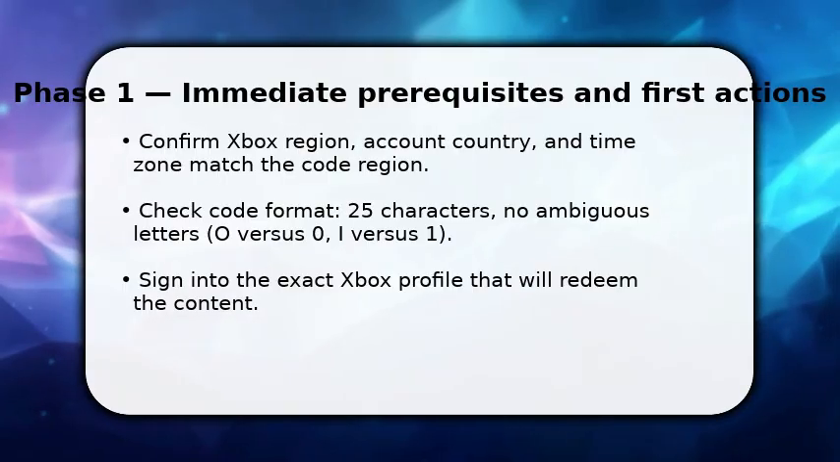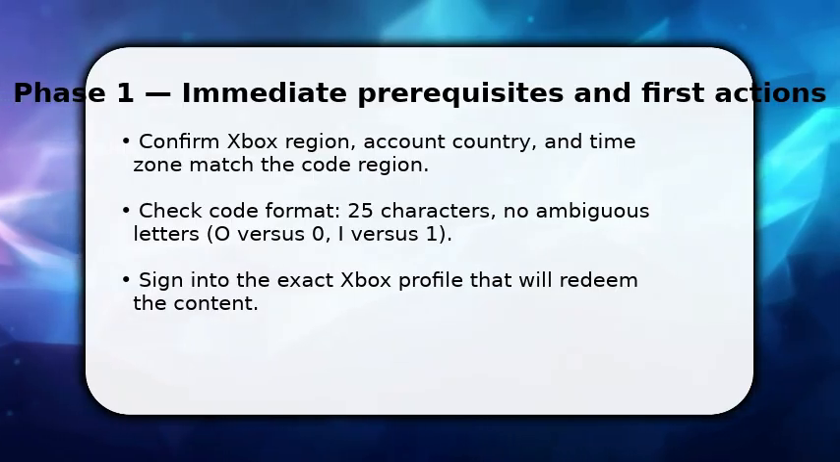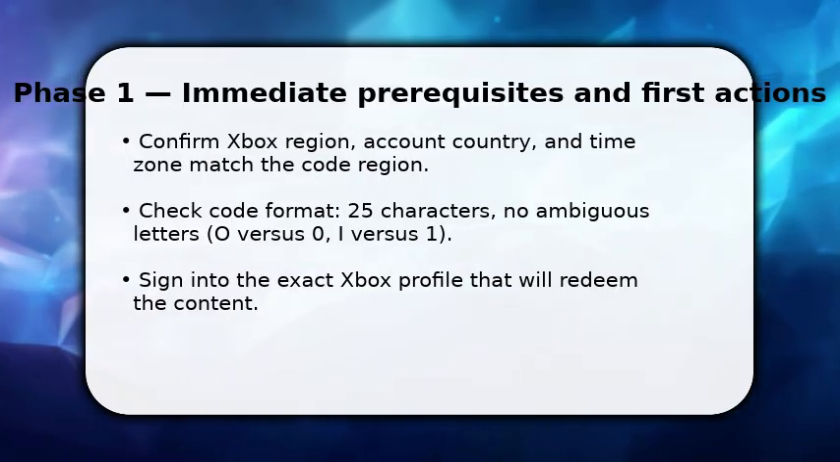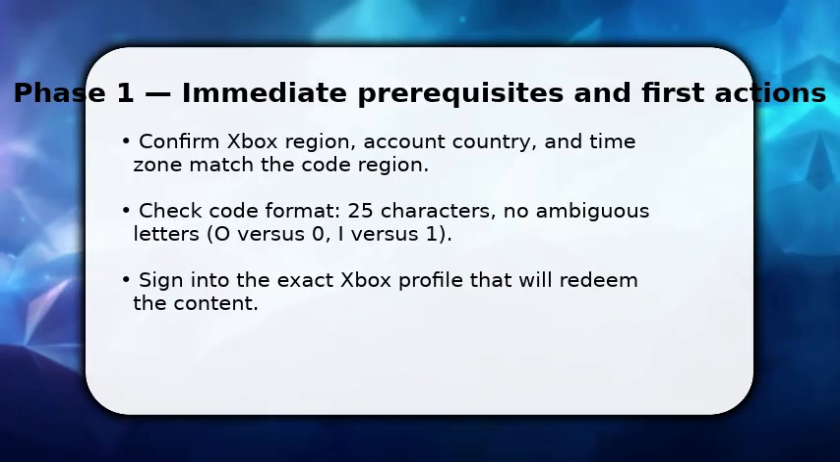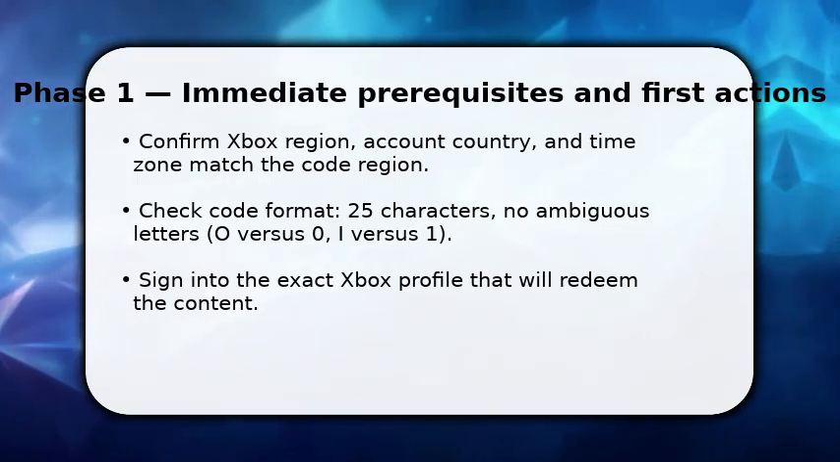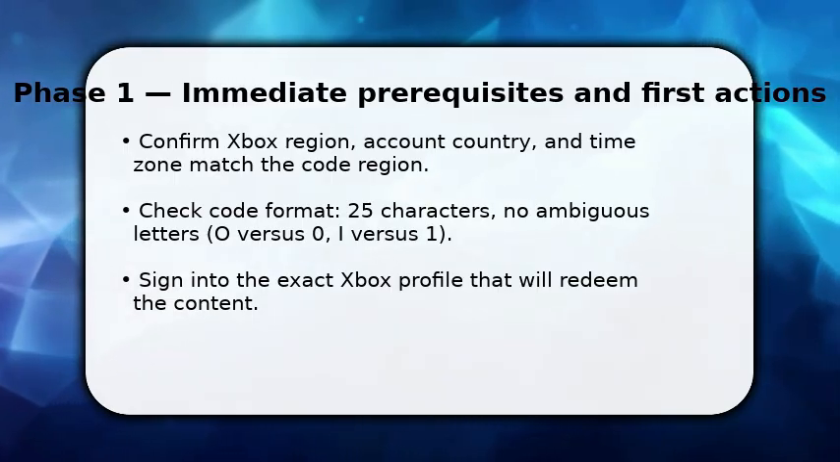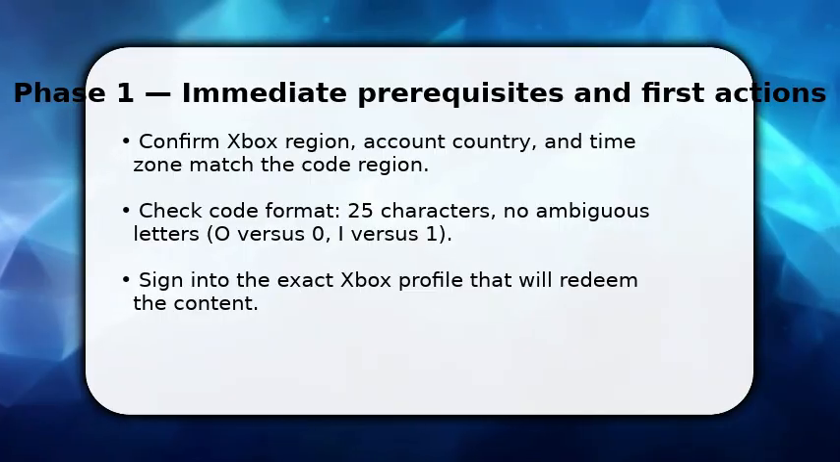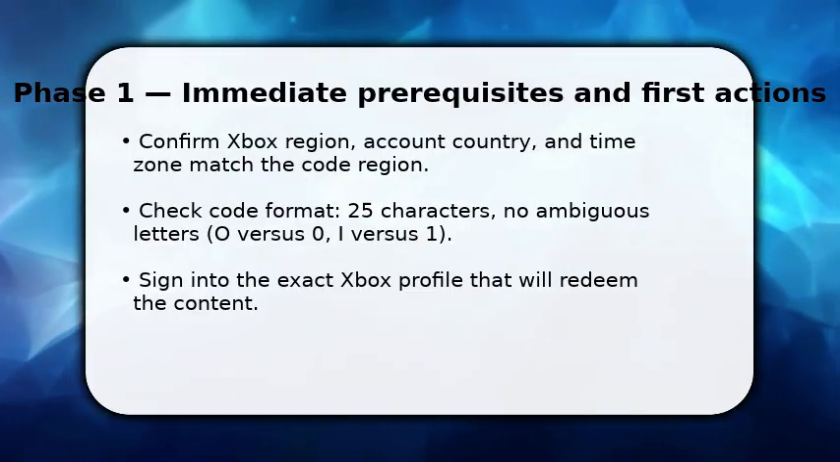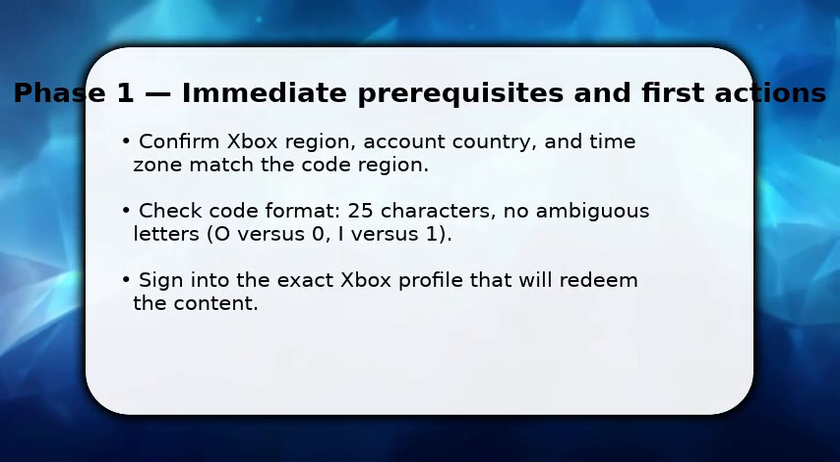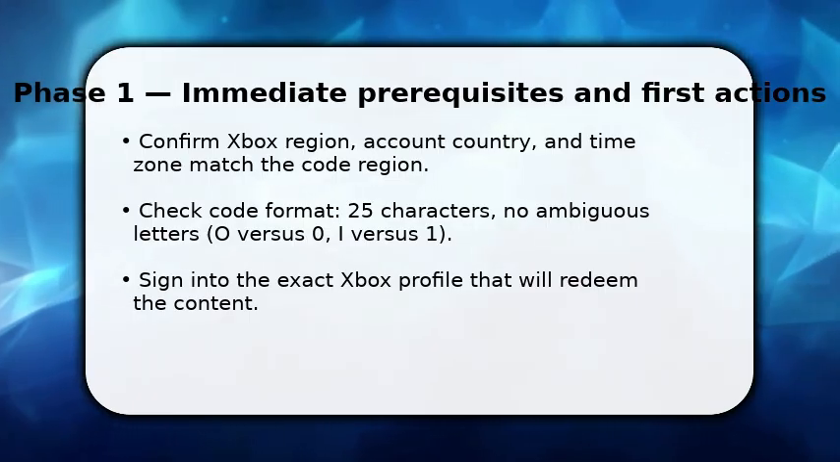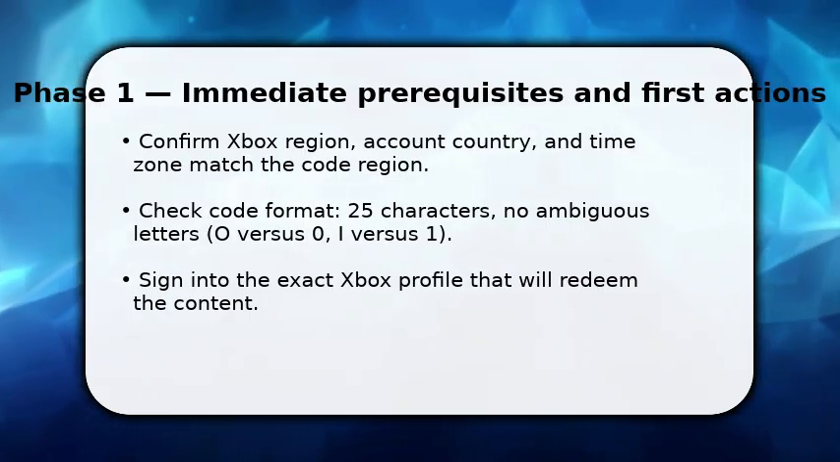You start by verifying essentials. Make sure your Xbox profile, region, and time zone match the code's intended country because mismatches block redemption. Next, inspect the 25-character code carefully for common misreads like O versus 0 or I versus 1. Type slowly. Then sign into the exact Xbox account you want the content on, not a temporary or child account.